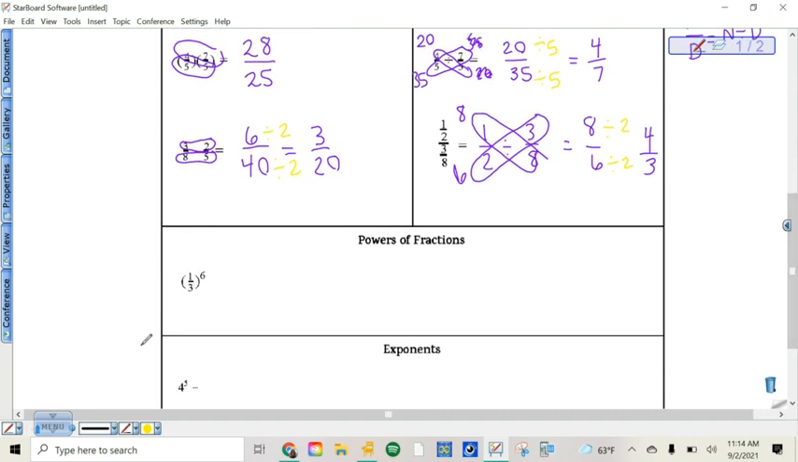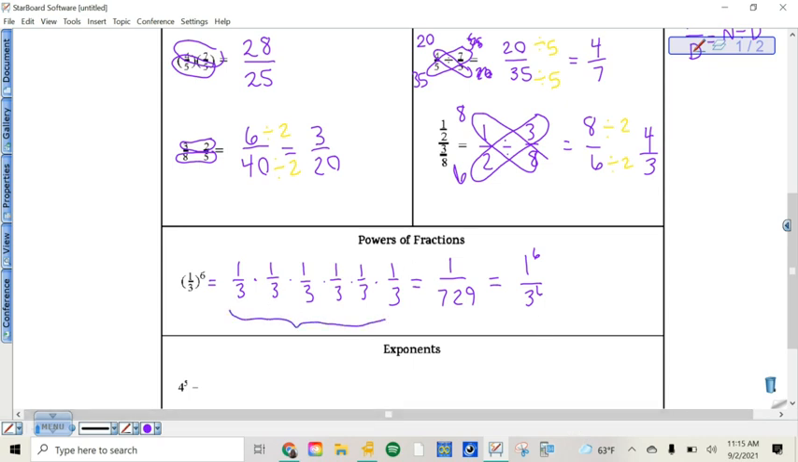Now powers of fractions. So exponents with fractions. Yeah, exactly. So this is the same thing as 1/3 times 1/3 times 1/3 times 1/3 times 1/3 times 1/3. Right? Yeah, that sounds about right. 1 over 729. Another way to think about it is this is 1 to the 6th over 3 to the 6th, right? And what is this like form? If this is called exponent form, what is this form called?